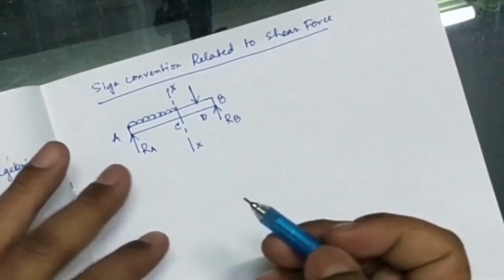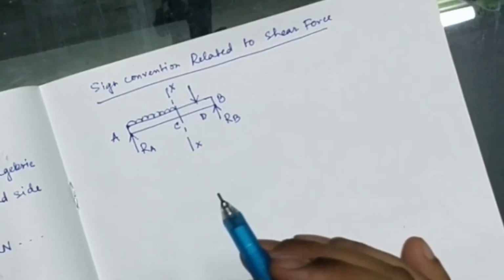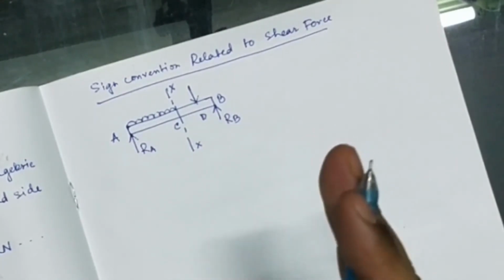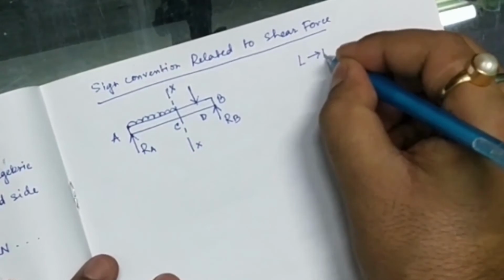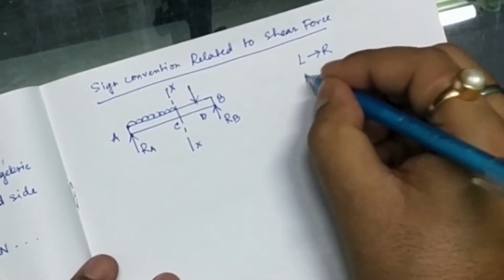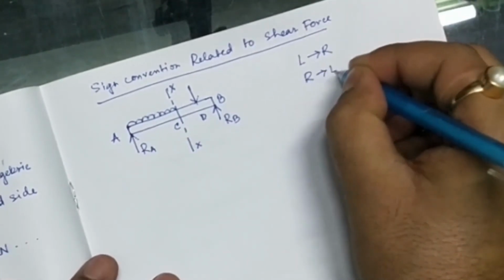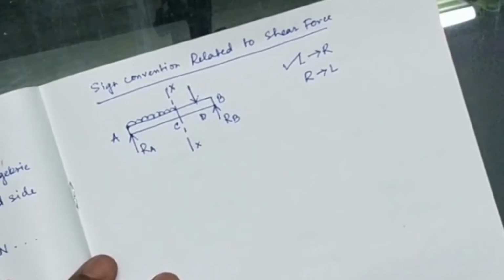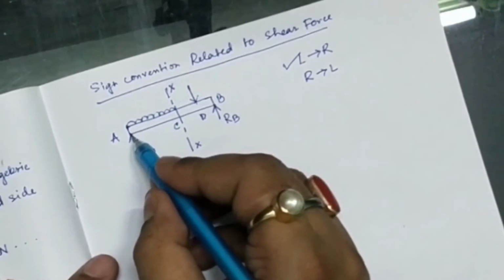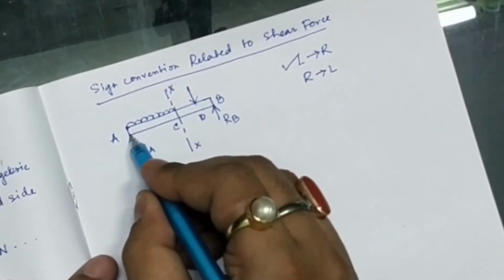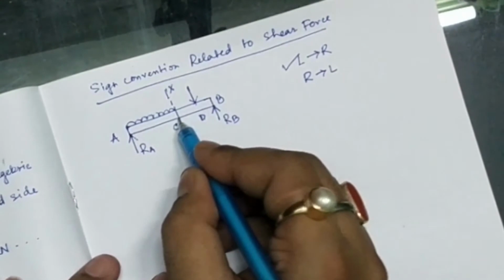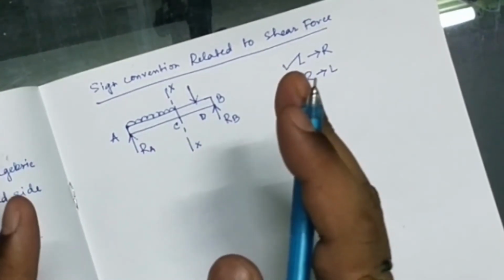Now you have to make sure whether you are moving from left to right or from right to left. If you are moving from left to right, then we will consider all the forces from the left to the section and calculate the shear force.